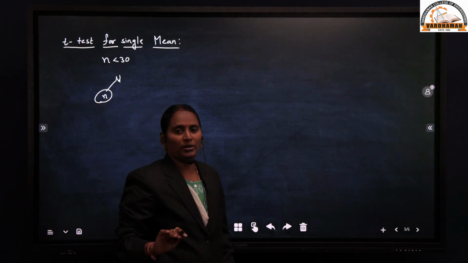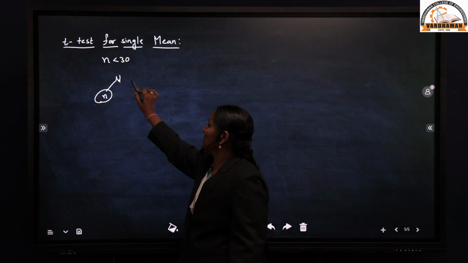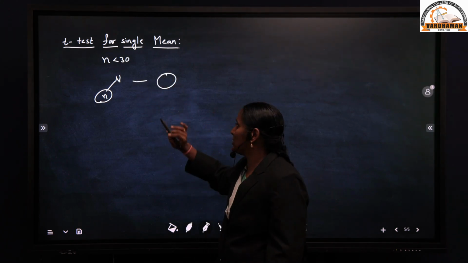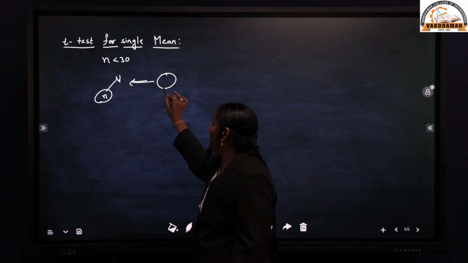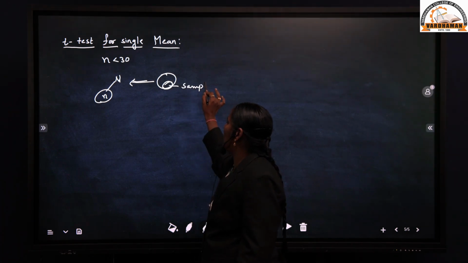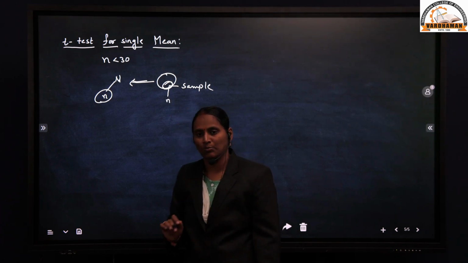So I am repeating one more time, this is what we are going to define as the sizes. Population means the group of individuals, we call it a population. The population size is denoted by capital N. Sample means a small portion of this population, we call it a sample. Sample size is denoted by small n.